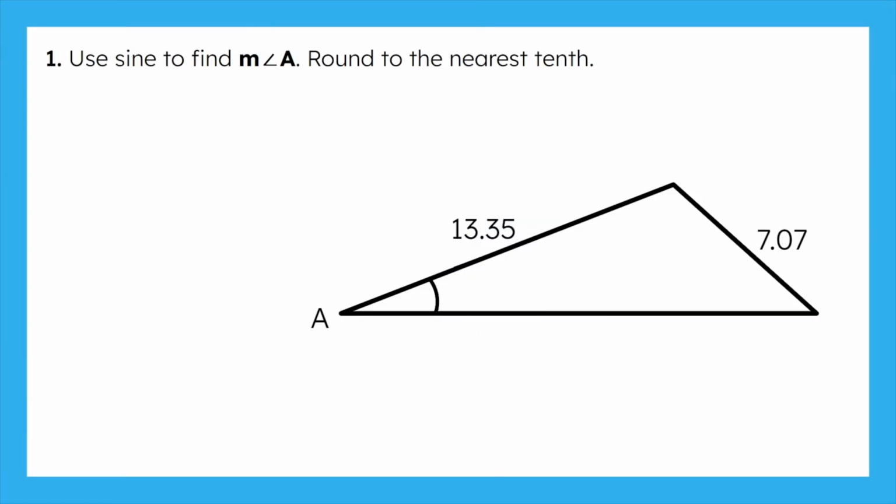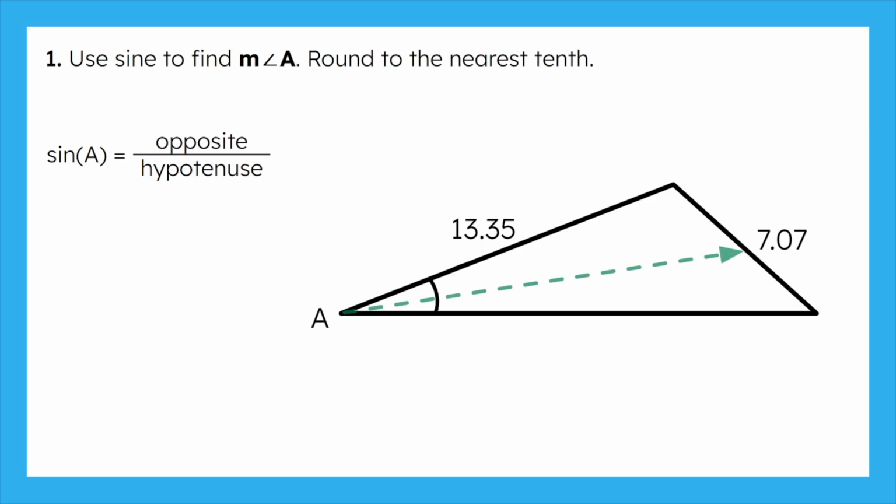Here's an oblique triangle. Can you use sine to find the measure of angle A? Well, sine is opposite over hypotenuse, right? And it looks like the side opposite angle A is 7.07, but what's the hypotenuse of this triangle? It doesn't have one. It's oblique, not right. So what can we do?